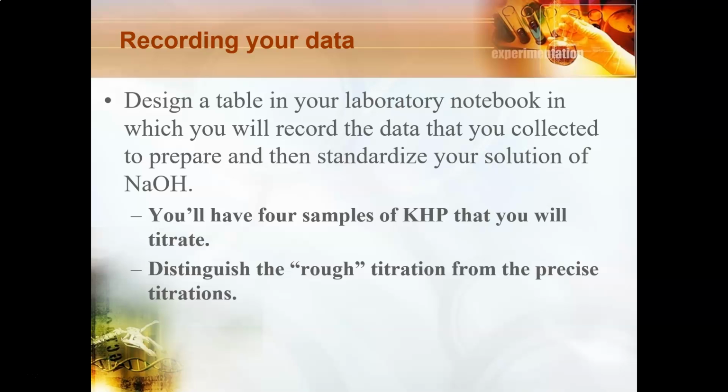So when you record your data, you need to design a table in your laboratory notebook. The mass of the KHP will need to be in your table, and you'll need to have the initial and the final buret readings of NaOH. You're going to have 4 samples, so maybe 4 columns would be a good way to design your table. You're going to do a rough titration first, and then 3 precise titrations. So in your lab manual, you should distinguish between these types of titrations.